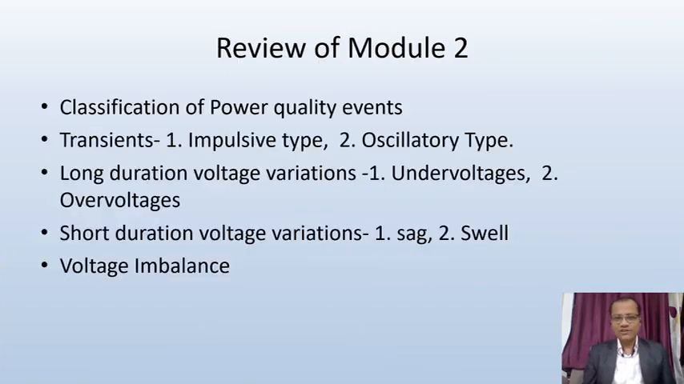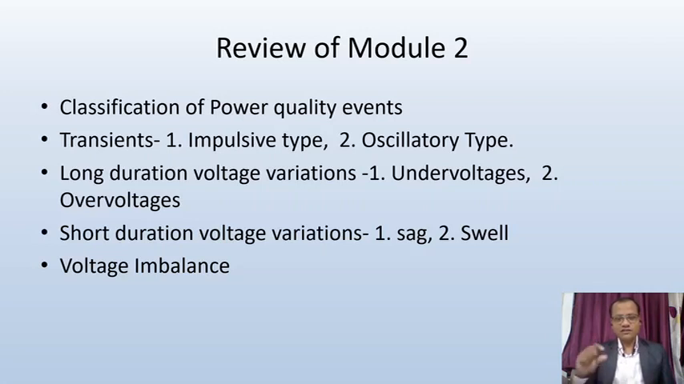Before going into module 3, we'll just take a short review of module 2. In module 2, we covered the various power quality events and their classification. Basically, all the power quality events are divided into two parts: stationary signals and non-stationary signals. After that, we studied the various types of transients, that is impulsive transient and oscillatory transient.